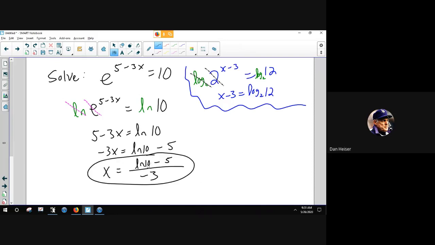You're going to have to get used to things like ln of 10 showing up in answers. Just like when you had to do in terms of pi back in geometry. You didn't always punch in 3.14. Sometimes you just left pi as pi. Well, quite often you're going to need to leave natural logs as natural logs.